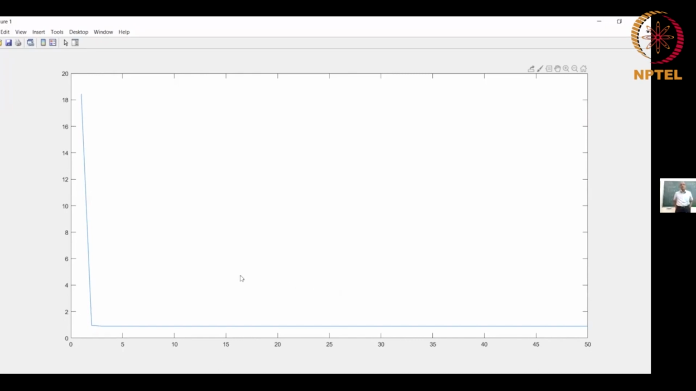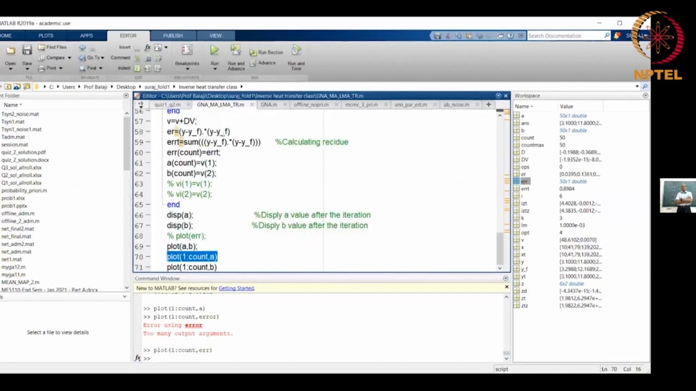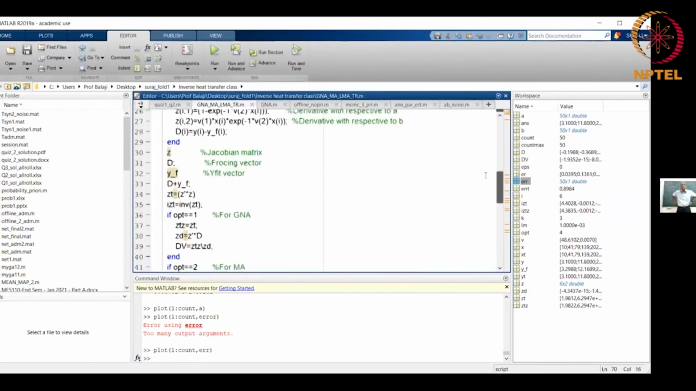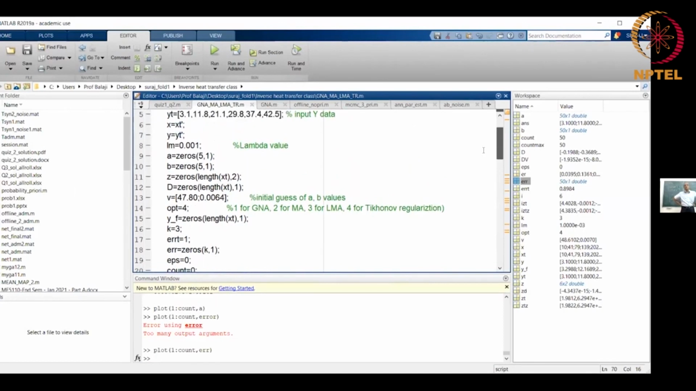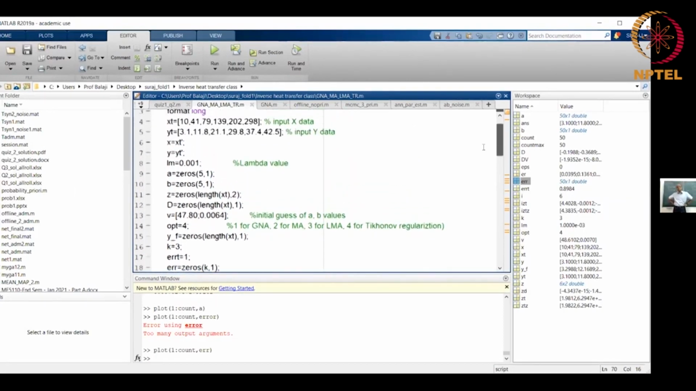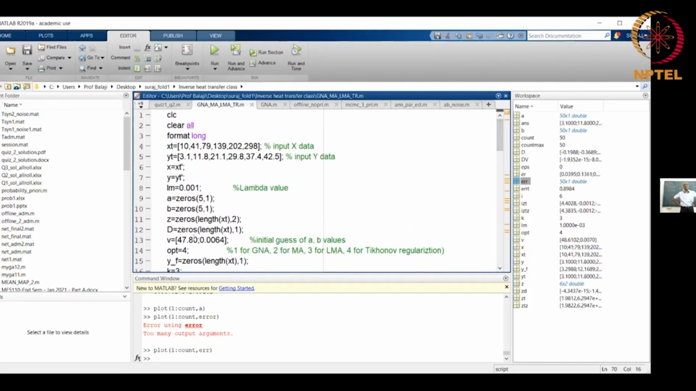So you can see that the residuals have come down significantly. All right. Suraj? Yes, sir. Very good. Now, can we show a case? Go to the GNA code. Now, let us start with a bad initial guess. What could be a bad initial guess? Let's say we start with 10 degrees centigrade for A.